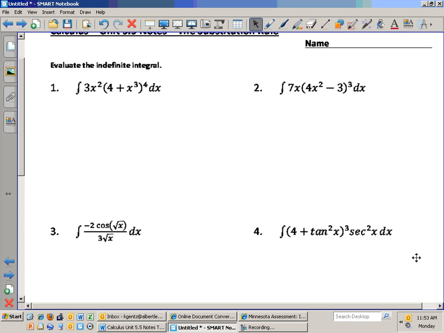Okay, let's review. It's very difficult for us to take antiderivatives or find indefinite integrals of things that involve products or quotients, but there are methods for doing it, and we learned a process called substitution. Very similar to the chain rule, except we really perform it backwards. And so we identify u.